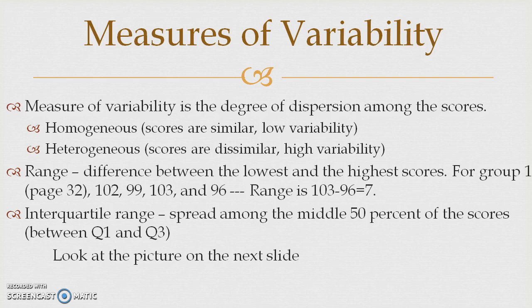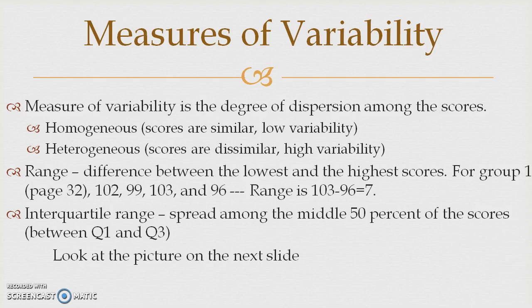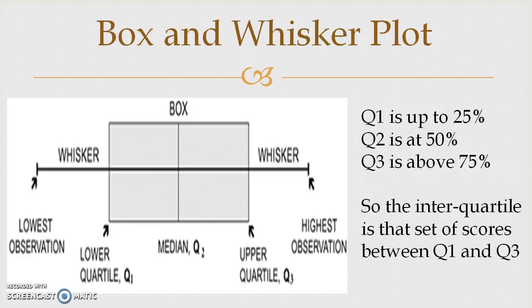Another important measure of variability is the interquartile range. Basically, it tells you the spread among the middle 50% of the scores. So I am not taking the 25% that are at the ends, but the middle 50% of the scores. What is the middle 50% of the scores? Let's look at the picture on the next slide.